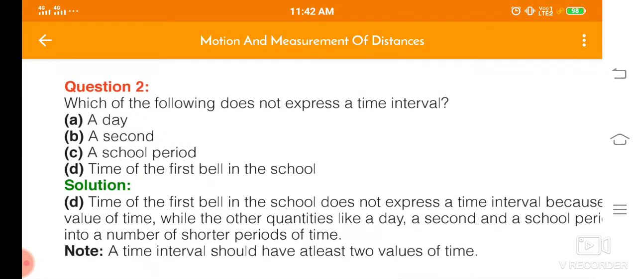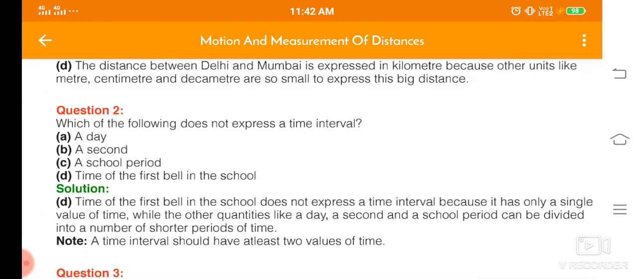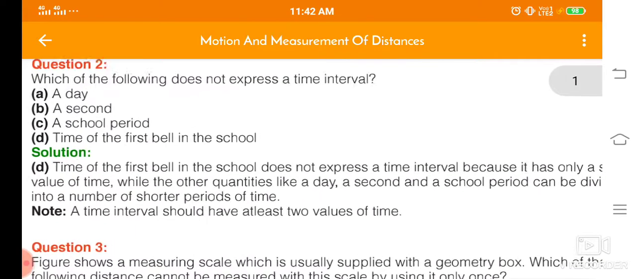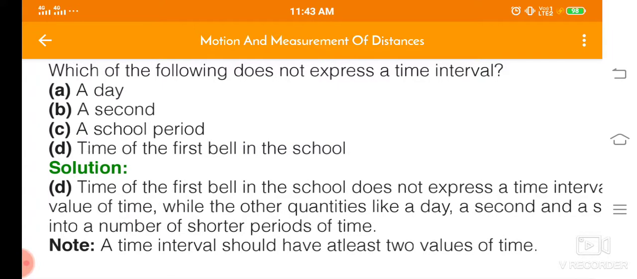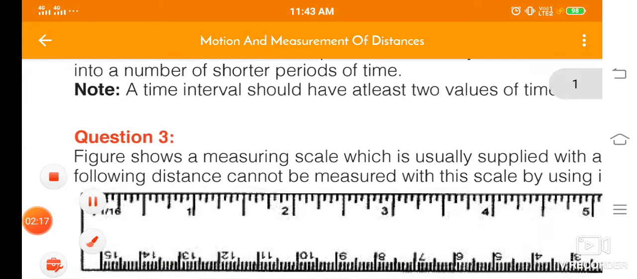Answer D, because the time of the first bell in the school does not express a time interval, because it has a single value of time, while other quantities like a day, a second, a school period can be divided into a number of shorter periods of time. Note, a time interval should have at least two values of time.